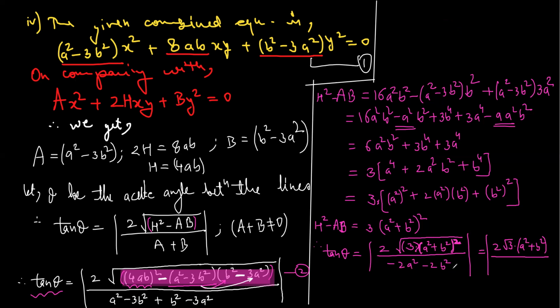And down here, what you have, take minus 2 common. So you get a square plus b square. Now see, this a square plus b square cancels, and this 2 also cancels. So what you have, tan theta equals mod of minus root 3. Mod of minus root 3 is root 3. So tan theta is root 3. It means theta is pi by 3. Theta is equal to 60 degrees. Theta is pi by 3, that is 60 degrees. I hope you followed it. Copy this fast.